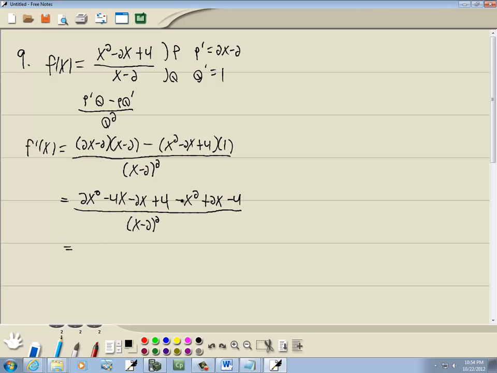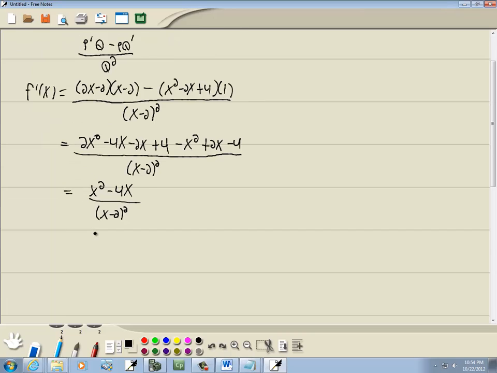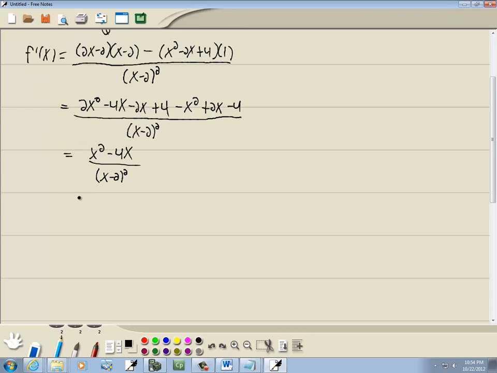Well, up on top, 2x squared minus x squared gives us x squared. Negative 4x, negative 2x, and positive 2x gives you negative 4x. And 4 minus 4 drops away. Let's make sure I got all my terms counted for. Yep. Okay. Well, the top part we can simplify a little bit. We can factor an x out. Our hope is that it will cancel with something down below, which in this case it doesn't.